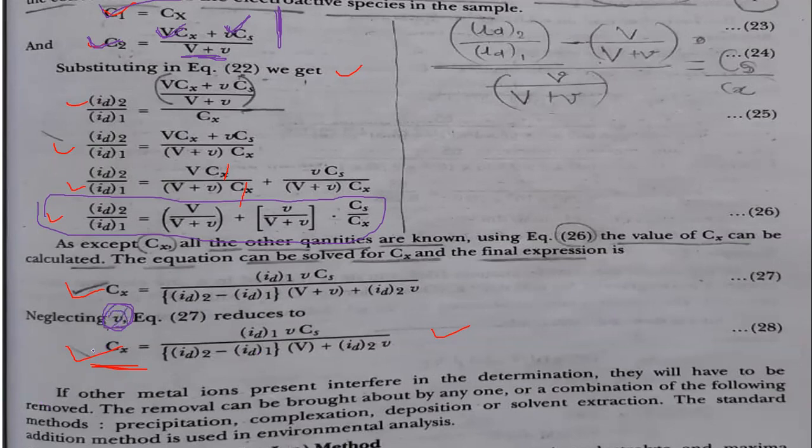So neglecting this, finally you get Cx is equal to ID1 into V CS, over ID2 minus ID1 into V plus ID2 into small v. So from here we are neglecting the small v, and by putting the values over here we can find out the concentration of the unknown solution, or the species concentration or analyte concentration.